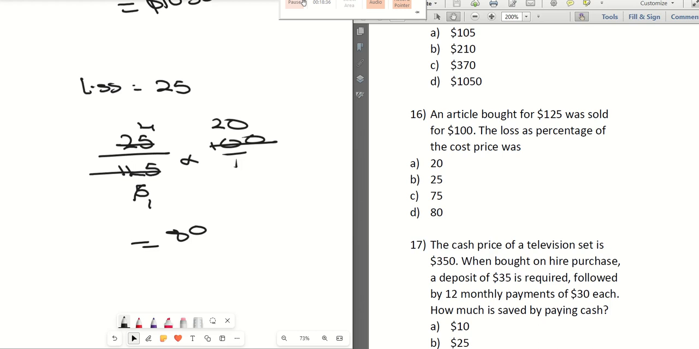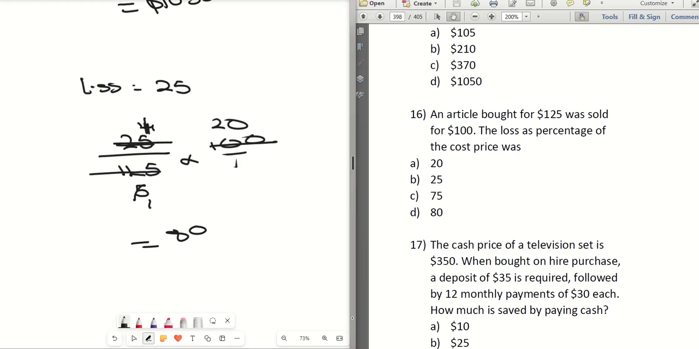Okay, so what I did down there, I said 25 into 25, 4. I don't know where I got that 4 from. 25 into 25 is 1. Then 25 into 125 is 5. 5 by 20, 5 into 100 is 20. So 1 by 20 is 20%. The answer for this would be A.